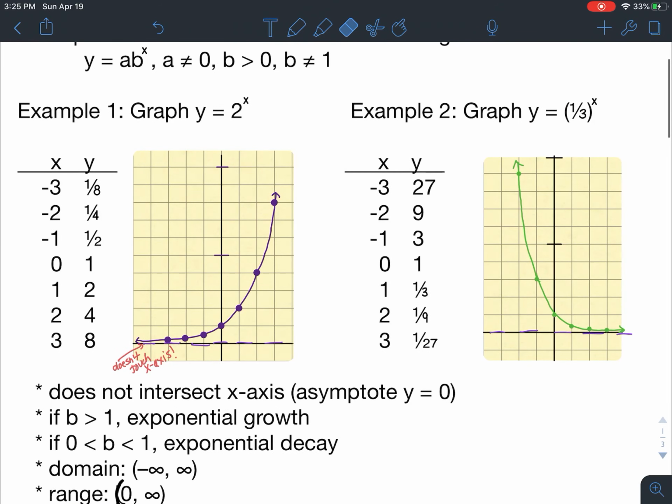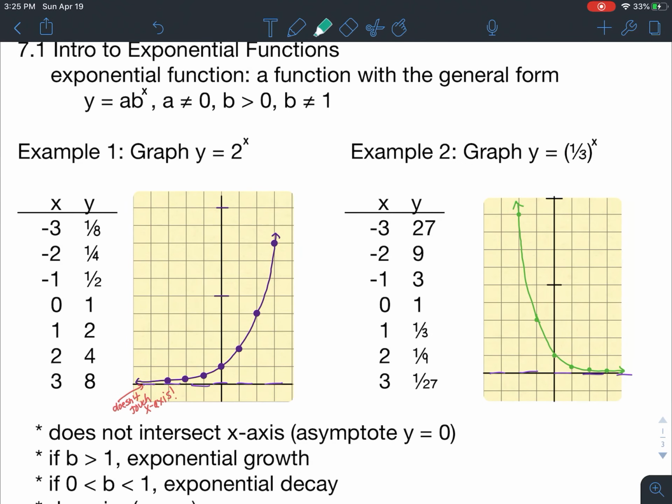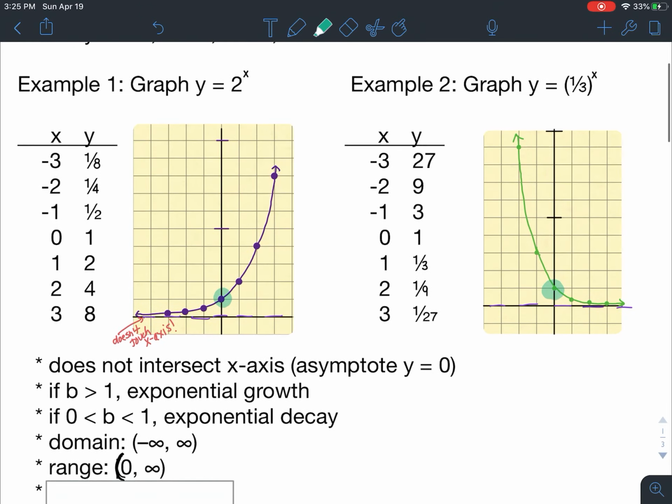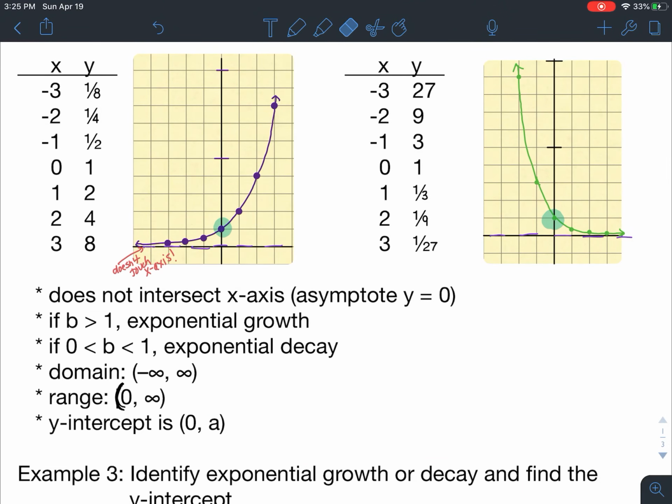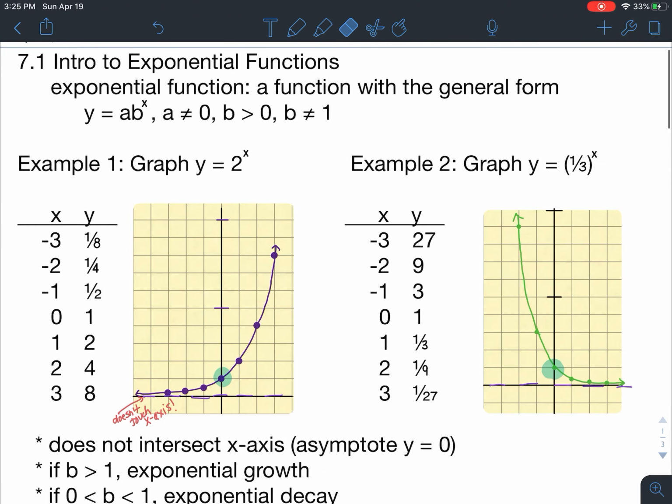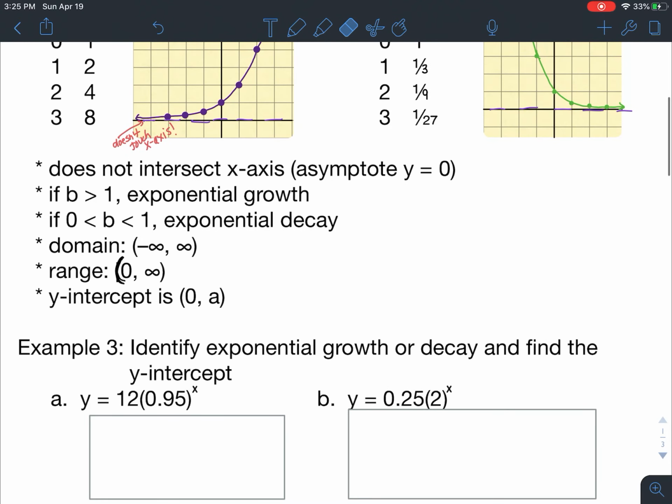And the y-intercept, which we didn't really talk about, is here and here. If you notice, they're both 0, 1. It's not always 0, 1, though. Really, the y-intercept is 0, comma a. So that's whatever this number is here. But in our examples, there wasn't a number here, so there would be an invisible 1. That's why the intercept is at 0, comma 1. But I really want you to think about it as 0, comma a, so whatever that a number is.